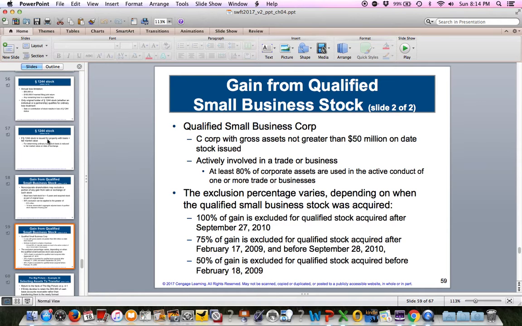Qualified small business corp: a C corp with gross assets not greater than $50 million on the date the stock is issued. Actively involved in a trade or business, with at least 80% of corporate assets used in the active conduct of one or more trades or businesses.